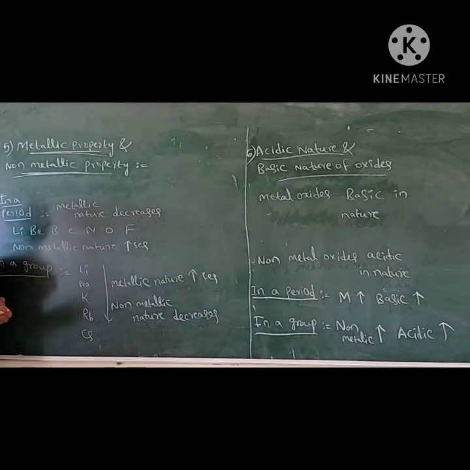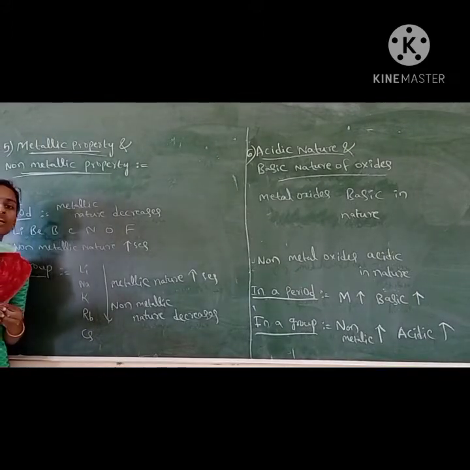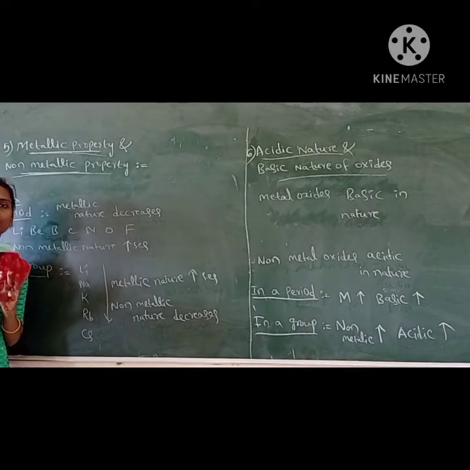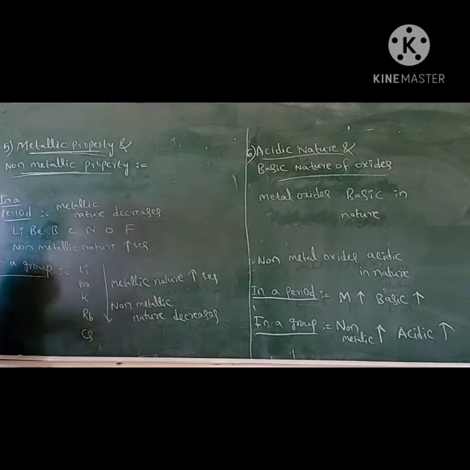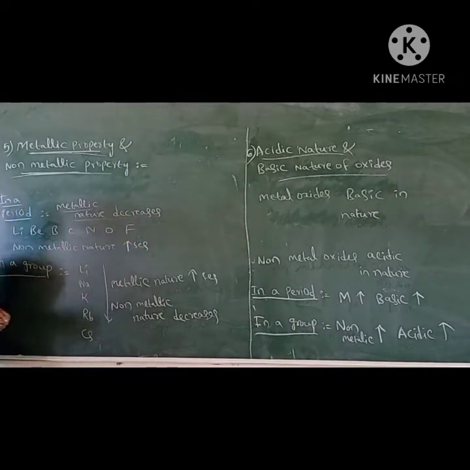Here the atomic size is decreasing, so it does not readily lose the electron because of increased nuclear charge. As size decreases, the nuclear attraction over valence electrons increases. If attraction increases, it does not readily lose the electron. That's why metallic character decreases from left to right.